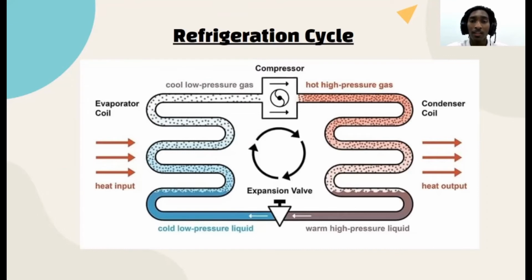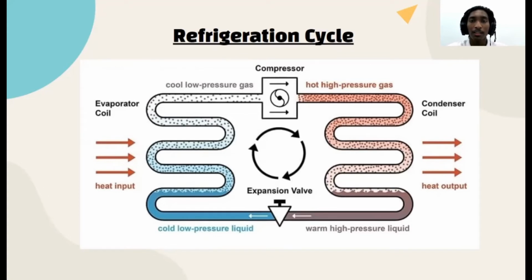Now that the refrigerant has absorbed the heat, it will become cool, low pressure gas. Now, it will flow to the compressor, in which the refrigerant will be compressed. The compressor will compress the refrigerant by doing work. The work will be done by the motor that is in the compressor, and the motor can do the work by using the electrical energy that is supplied.